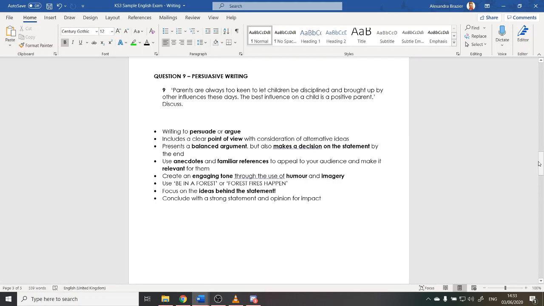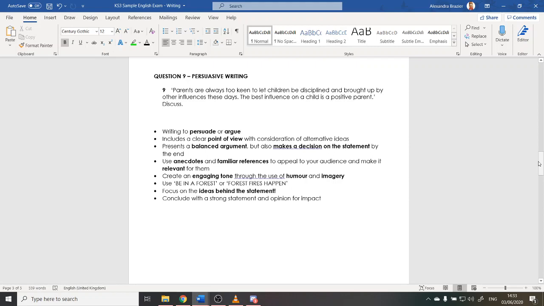So here we've got this question. Parents are always too keen to let children be disciplined and brought up by other influences these days. The best influence on a child is a positive parent. Discuss. So here you're going to need to persuade or argue your point of view. You need to have a clear point of view, but also consider other ideas.